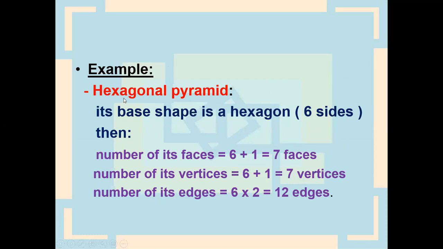For example, if it is triangular pyramid, the base is triangle. How many sides in the triangle? 3. To find the number of faces, add 3 plus 1. It will be 4. To find the number of vertices, also plus 1. 3 plus 1 equals 4. To find the number of edges, multiply by 2. 3 multiplied by 2 equals 6.